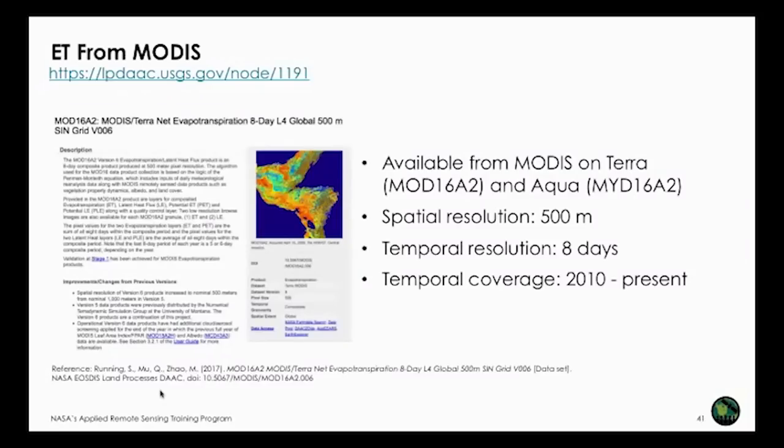So ET from MODIS, this is available from both Terra and Aqua satellites. The product name is given here, so MOD16A2 and MYD16A2 from different satellites. They are available at 500 meter resolution. So this is really calculated based on vegetation and other parameters. The temporal resolution is 8 days and the coverage is from 2010 to present and it continues. So LP DAAC is the Land Processes DAAC that has information about this data, how it is derived, the references provided here.